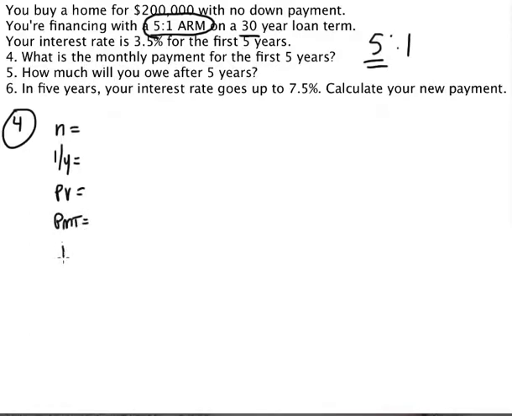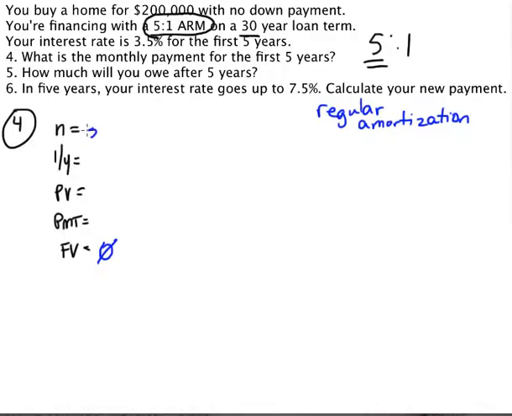I'm going to point out that a 5-1 ARM is a regular amortization loan. Amortization means to get rid of the loan, to kill off the loan, to pay down the loan. So a regular amortization loan means that we will have no future value. So when we compute this, we're doing so knowing that there's going to be no future value.